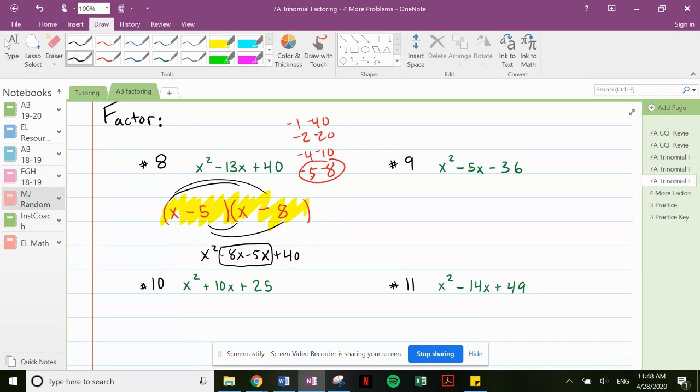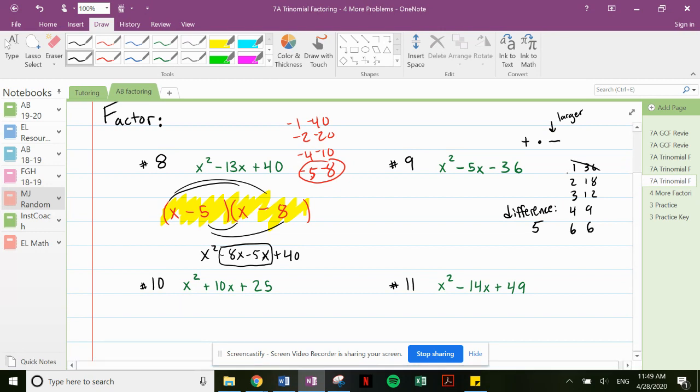Number 9, again, tricky sign. I notice we're multiplying to a negative, so that's got to be a positive times a negative. And we're adding also to a negative 5x in the middle. So I know that the negative number needs to be the larger of the 2 numbers if we're going to add to a negative. So I think of factors of 36. We've got 1 and 36, 2 and 18, 3 and 12, 4 and 9, 6 and 6. That's a lot of them. Now, what combination of those can add to negative 5? I also like to think of it as having a difference between the 2 numbers of 5, meaning I can get to 5 or negative 5 by adding, subtracting, combining these numbers.